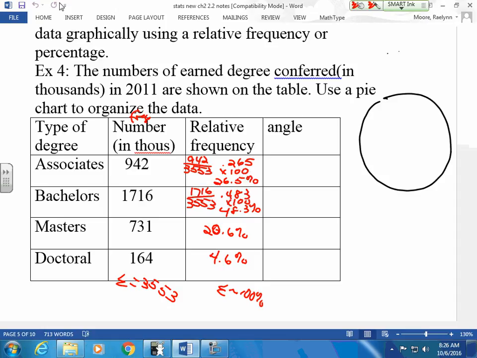To find an angle, how many degrees are in a circle? 360. So we're going to take this number and multiply it by 360. So this would be 95 degrees. Take this number and multiply it. Do it before you convert it into a percent, because otherwise you've got to convert the percent back again. Multiply it by 360. This becomes 174 degrees. Multiply 0.206 times 360, 74 degrees. 17 degrees. These should approximately be 360.